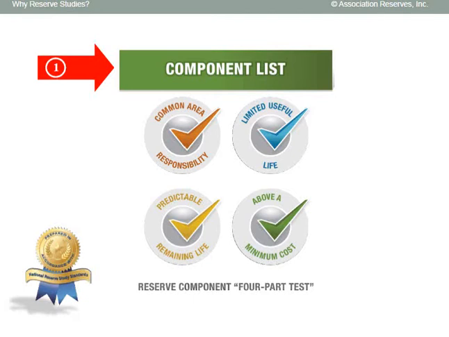It, of course, needs to have a limited useful life. There's no sense setting aside reserves for permanent components. It needs to have a predictable remaining useful life. Again, you can't budget for something that you don't know when it's going to occur. And it needs to be above a minimum threshold cost. The low cost, almost trivial items are things that are best absorbed into the ongoing maintenance budget.